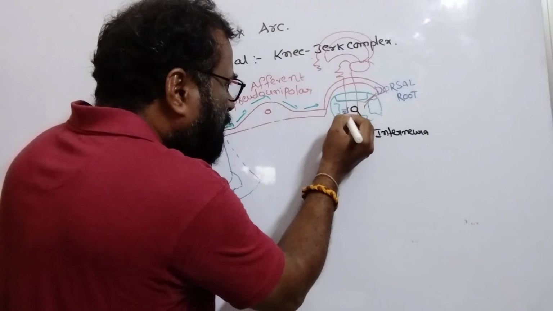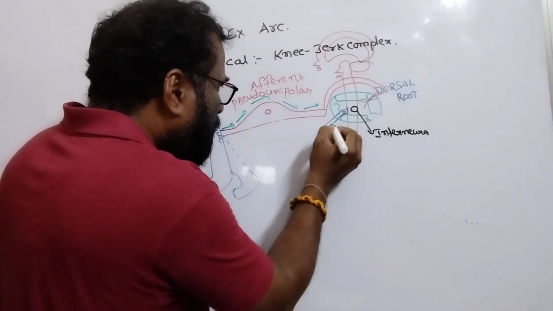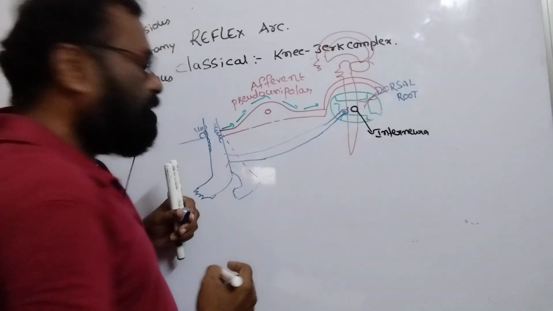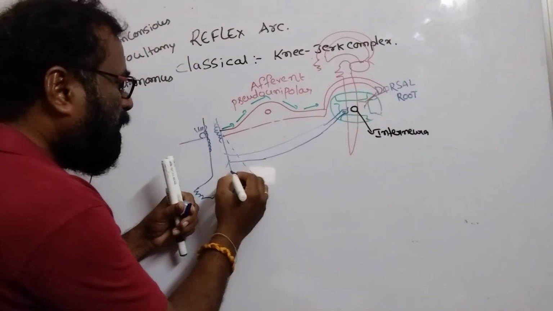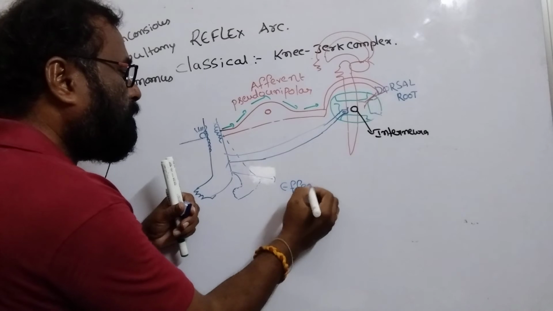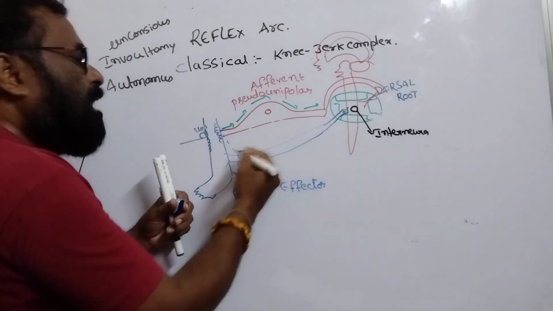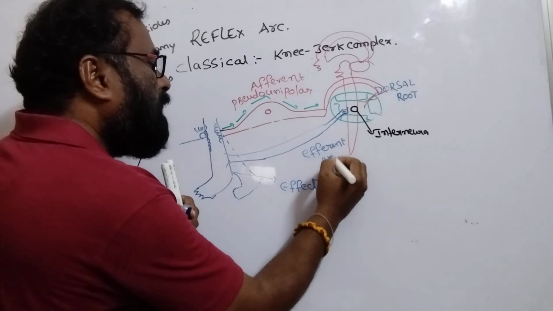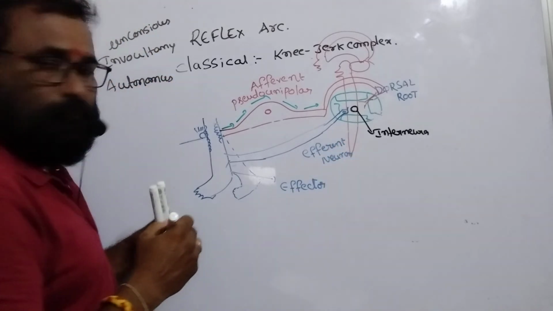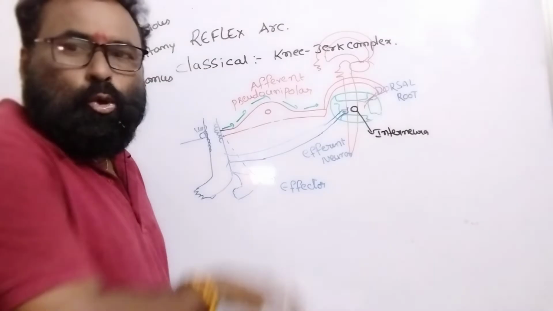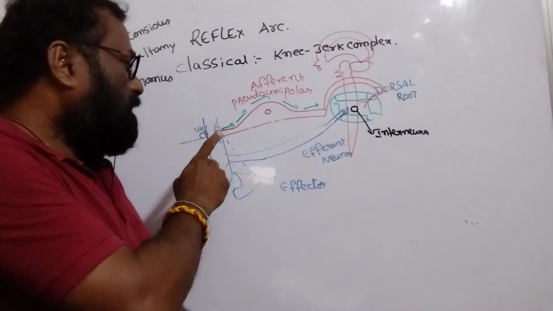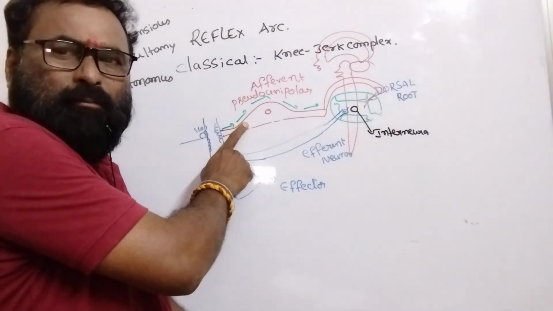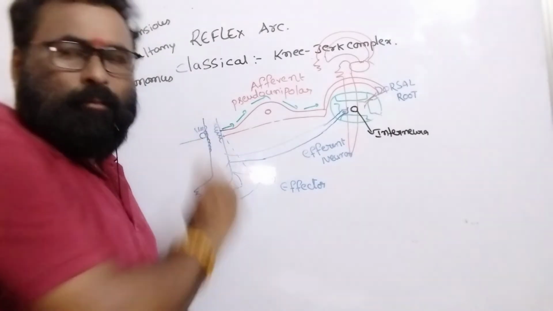This is the motor nerve, and it comes towards the effector organ like this. It is the effector organ. The leg is the effector organ. This neuron is said to be the efferent neuron. This is the route. This route comprises a minimum of an afferent neuron and an efferent neuron.